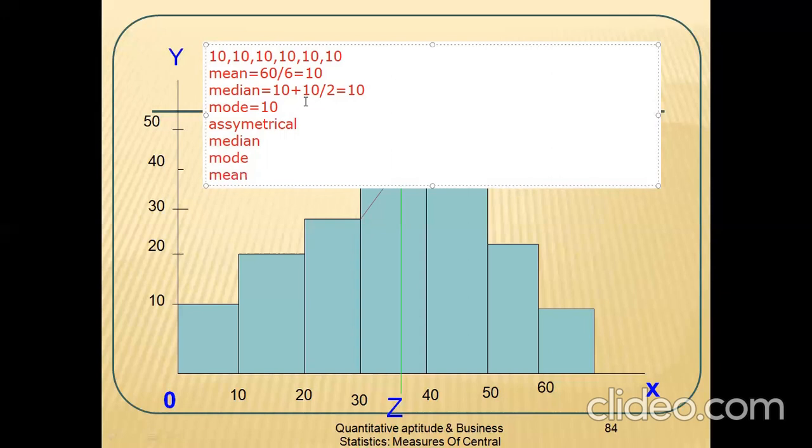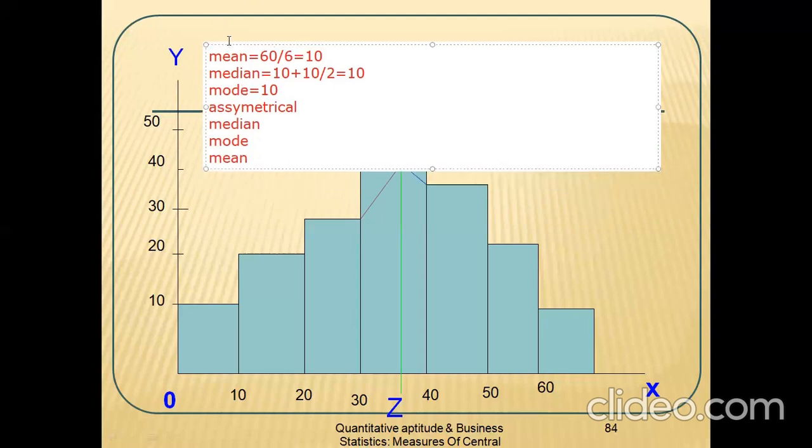There should be an illustration. If an illustration is there, I can calculate mean, median, mode. Without the illustration, if they say mean equals 10, median equals 10, and it is a symmetrical distribution, you will directly tell that mode is also equal to 10. Why? Because in a symmetrical distribution, all three should be the same.